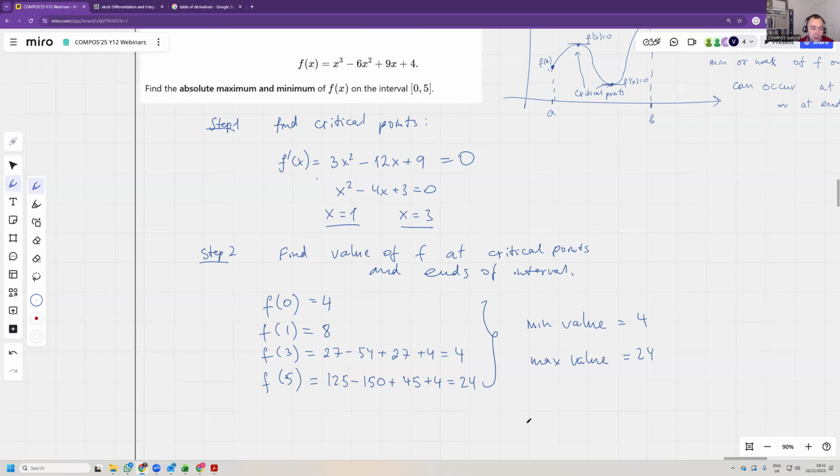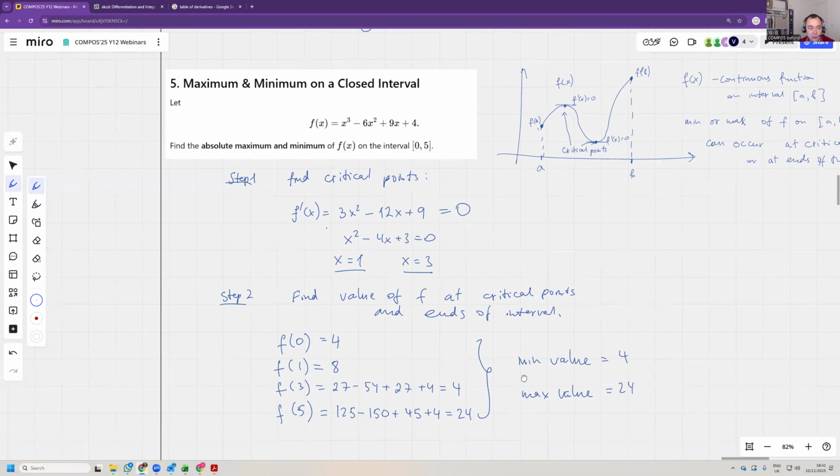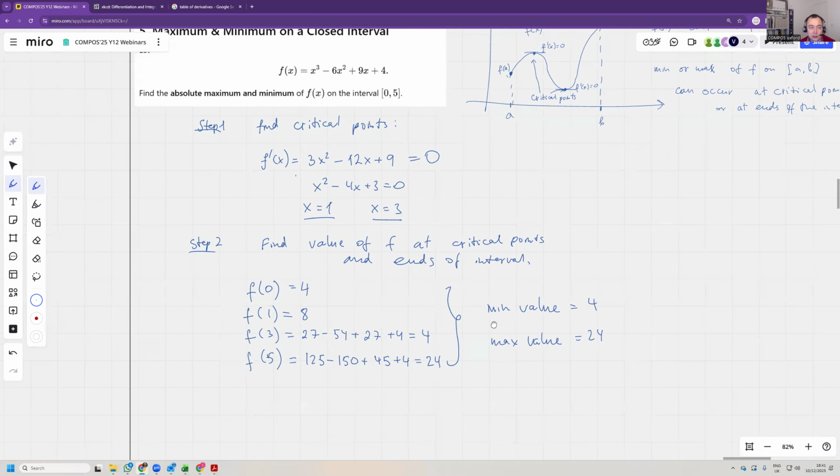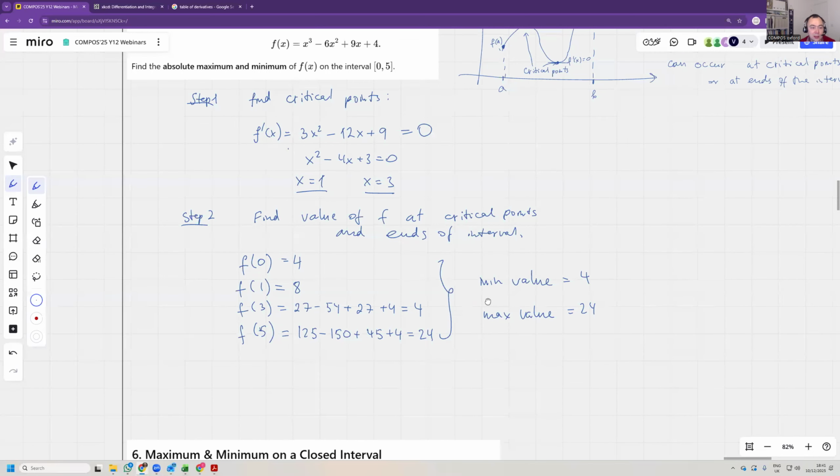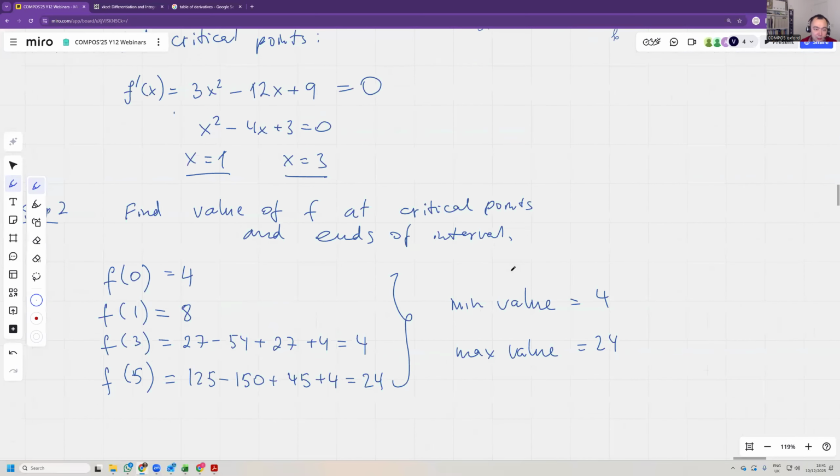Why did we skip 2? Well, 2 is not a critical point and not an end of the interval. So ends of the interval, that's 0 and 5. And the critical points are 1 and 3. Right? Does that answer your question? Okay.